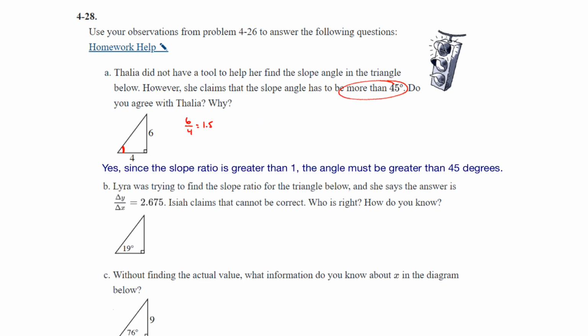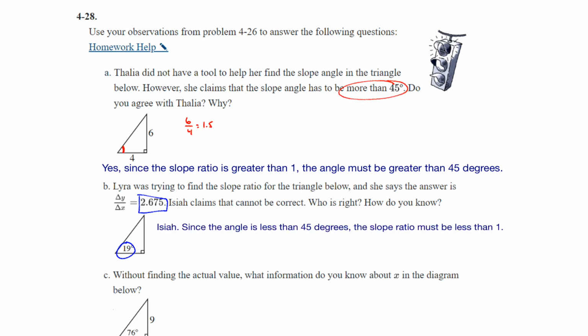Lyra was trying to find the slope ratio for the triangle below, and she says the answer is delta y over delta x is equal to 2.675. Isaiah claims that cannot be correct. Who is right? How do you know? So if you look at the delta y over delta x, from what we just talked about, that ratio is greater than 1. And if the ratio is greater than 1, then the angle should be more than 45 degrees. Well, if the angle is 19 degrees, then that ratio should be less than 1. So who is correct? Isaiah is correct on this one. And once again, the angle is less than 45 degrees because the ratio is less than 1.